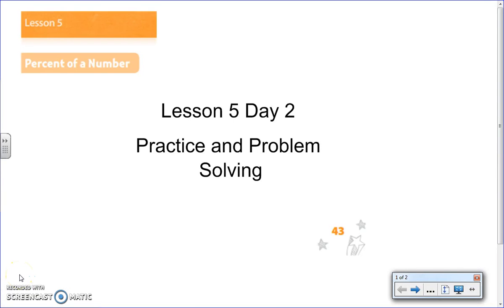This is Mr. Gillum, and today we're going to be looking at an example problem from our Practice and Problem Solving book on page 43.